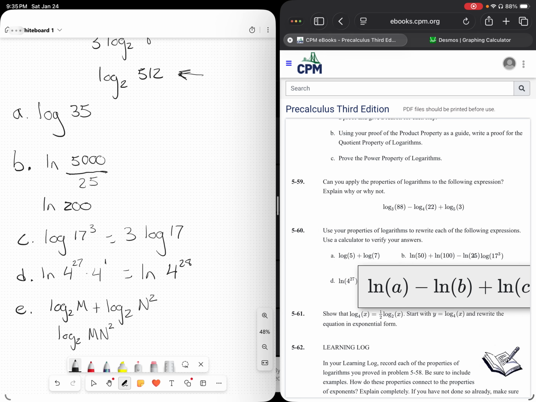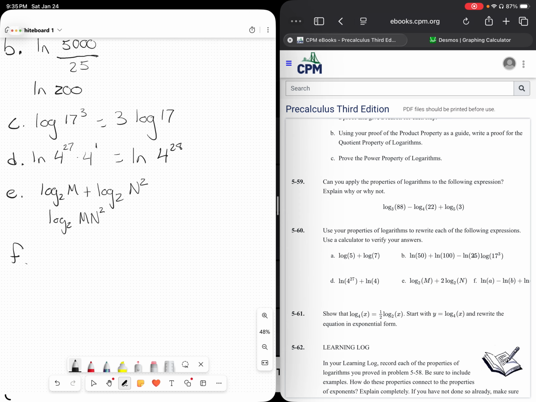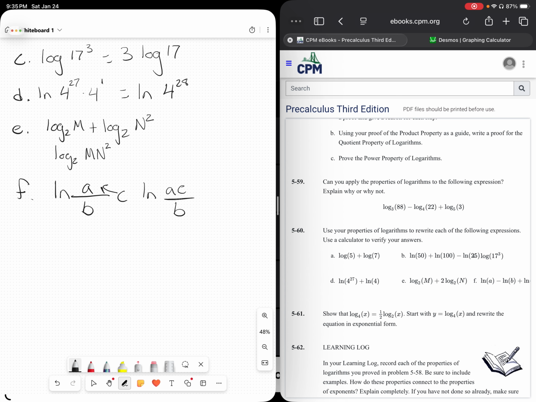Okay, and then it's hard to see F. But it's very similar to B in the sense of you're dividing and then multiplying. So very similar in that case. But I'll show you this one on F. So this would be natural log of A divided by B times C, but C could also go on top, right? So this would be natural log of A C over B. Okay, and then the last one here, 67, is show that the log base 4 of x is equal to 1/2 the log base 2 of x.